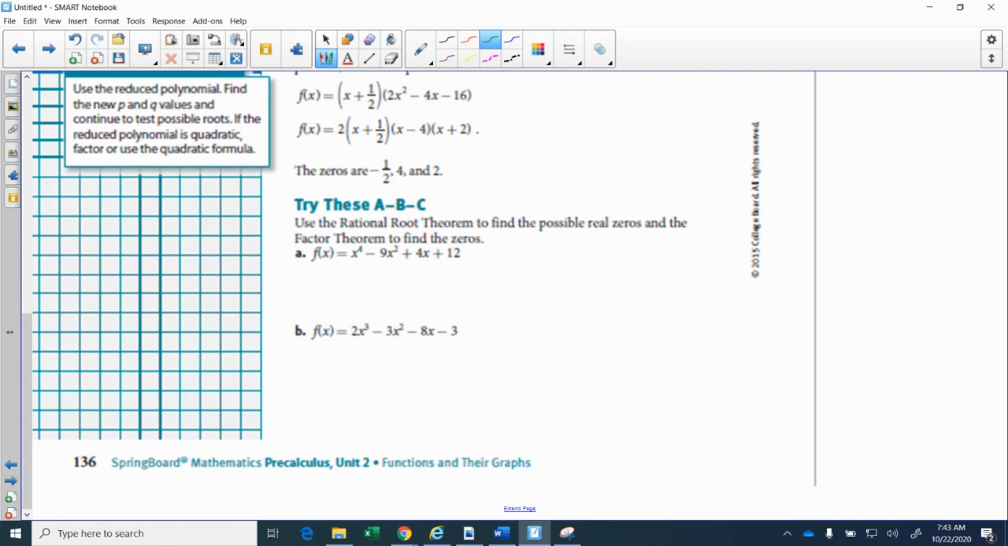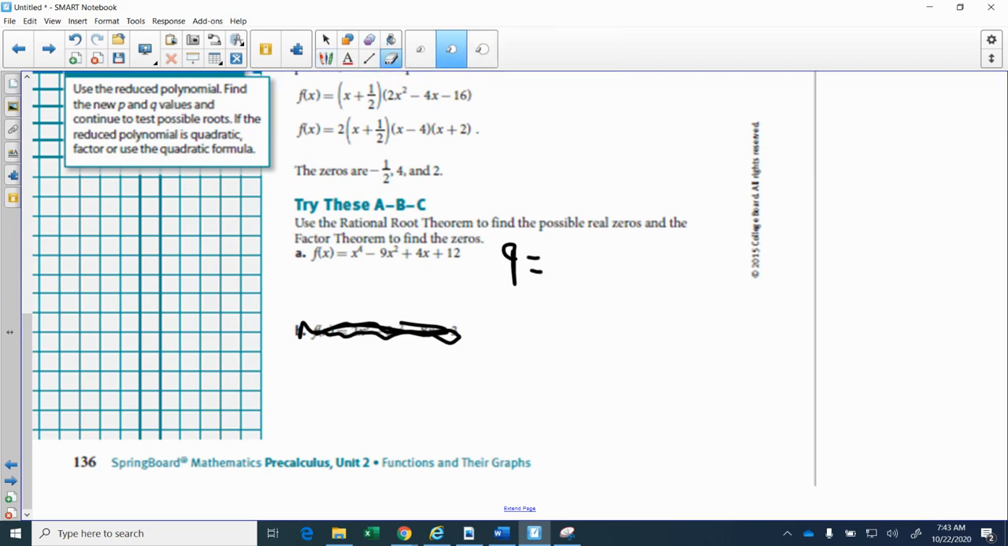So let's go through one of these and talk about how I would actually work through it. Just for room purposes, I'm going to cross out letter B here and just work out letter A. Let's start off with this. We have x to the fourth minus 9x squared plus 4x plus 12. We first want to find our factors of P and Q. Q is always your leading coefficient, so I'm going to start with Q.